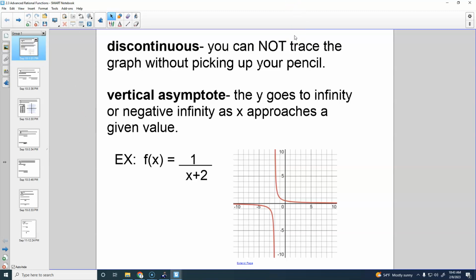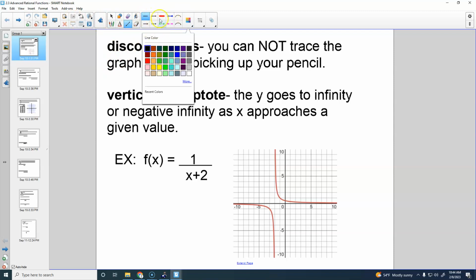One type of discontinuity we're specifically going to talk about is a vertical asymptote. We've talked about those some already because we saw them with natural logs. They always had those vertical asymptotes that we looked at. But we're going to specifically be looking at them with rational functions this time. So for a vertical asymptote, the y-coordinate is going to go to infinity or negative infinity as x approaches a given value.